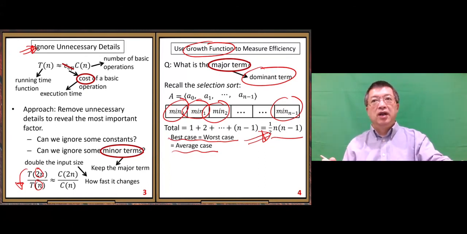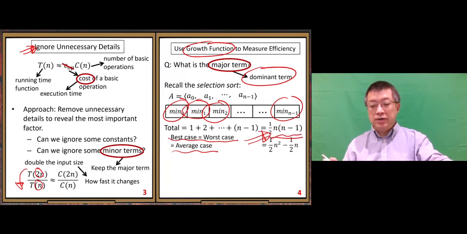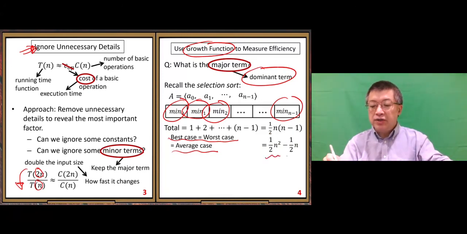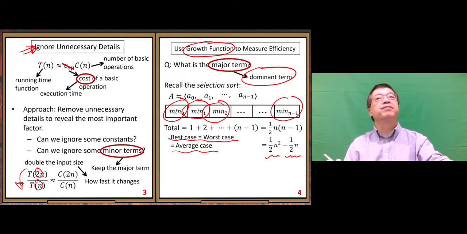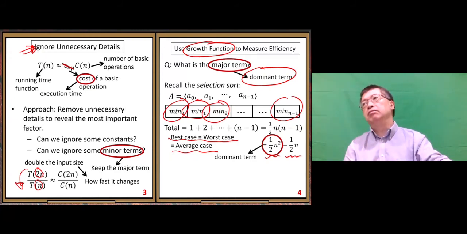Now let's look at the expression. If we multiply the numbers out, we get two terms: first term, second term. And we say the first term is the dominant term. The first term dominates the second term. How can we see that? How do you see the first term dominates the second term?